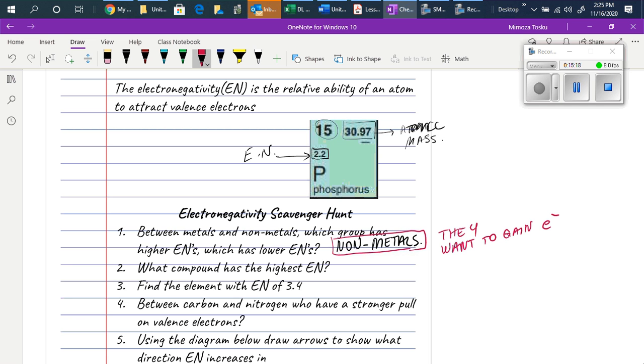Okay, and now which element has the highest electronegativity? You will notice that the highest electronegativity is fluorine, with an electronegativity of 4. So there is no other element that has a higher electronegativity than 4. The element that has the electronegativity of 3.4 is oxygen.